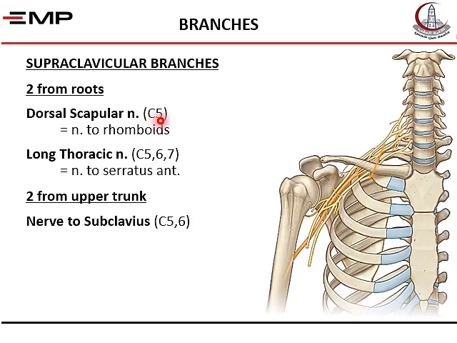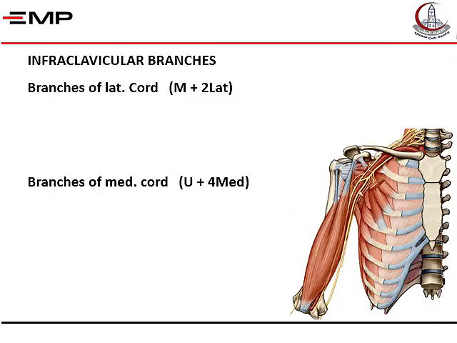The 2 arising from the upper trunk are the nerve to subclavius, which may provide an accessory phrenic nerve, as we will see later, and the second one is the suprascapular nerve. The infraclavicular branches include branches from the cords. There are 3 branches from the lateral cord. The continuation of the cord is the musculocutaneous nerve, so from C5, 6, and 7.